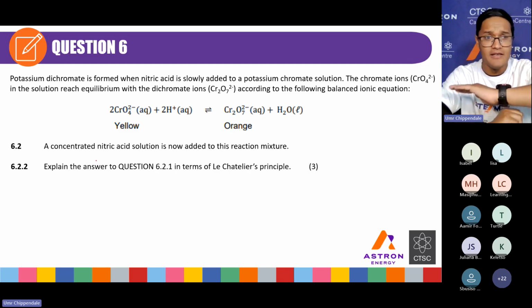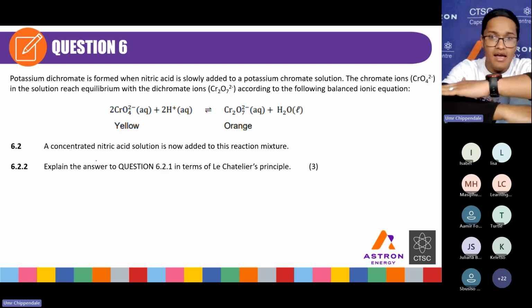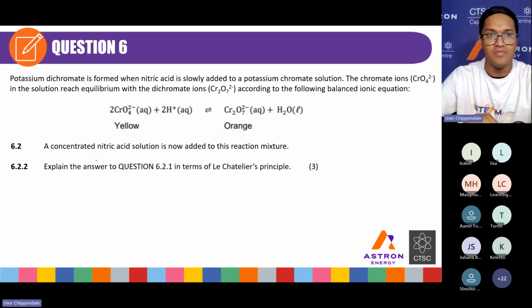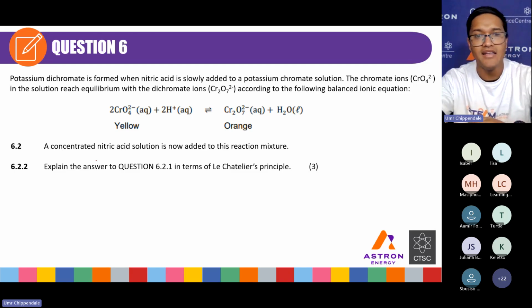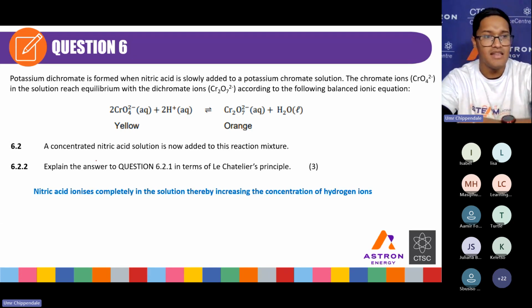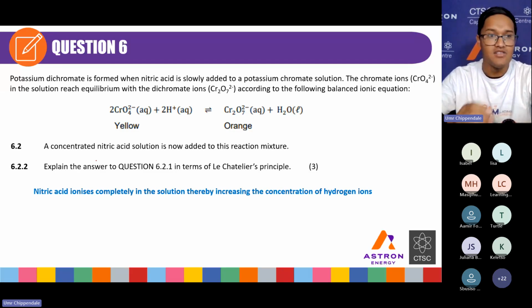So once they are at equilibrium, if you make a certain change, then Le Chatelier's principle will try and stop it. There are three ways that we could affect it: temperature, concentration, or pressure. In this case, we are changing the concentration. Here we see that we added nitric acid. Nitric acid is a very strong acid, so it will ionize completely. So here we will say that nitric acid ionizes completely in the solution, thereby increasing the concentration of hydrogen ions.